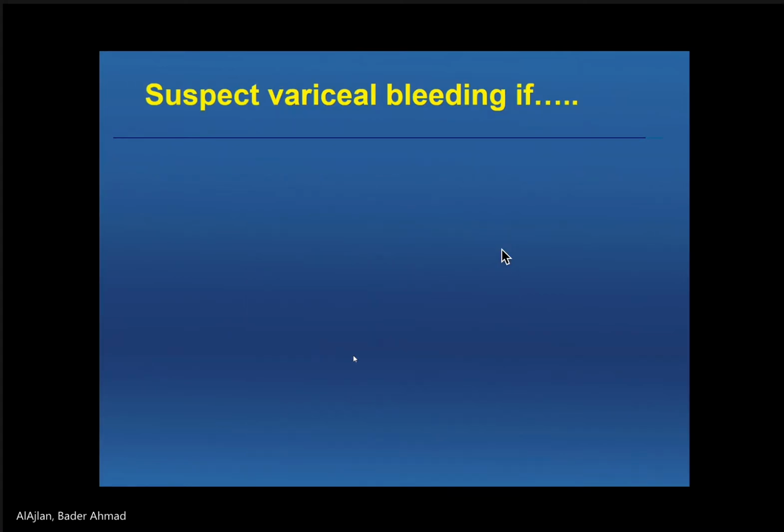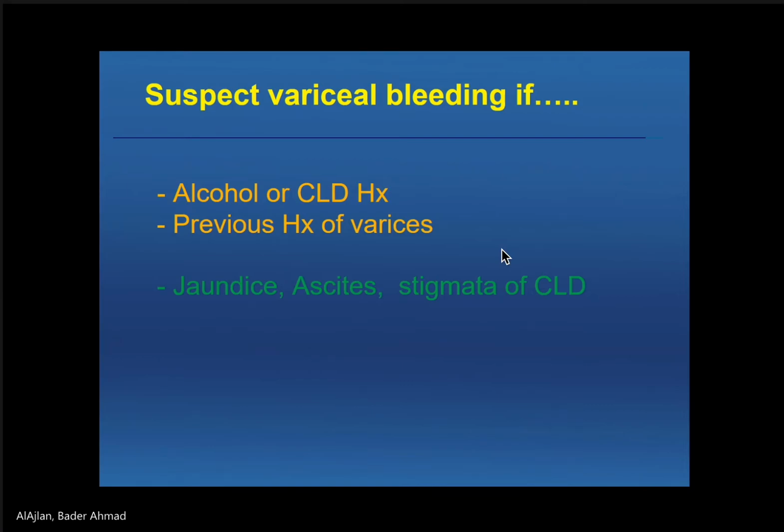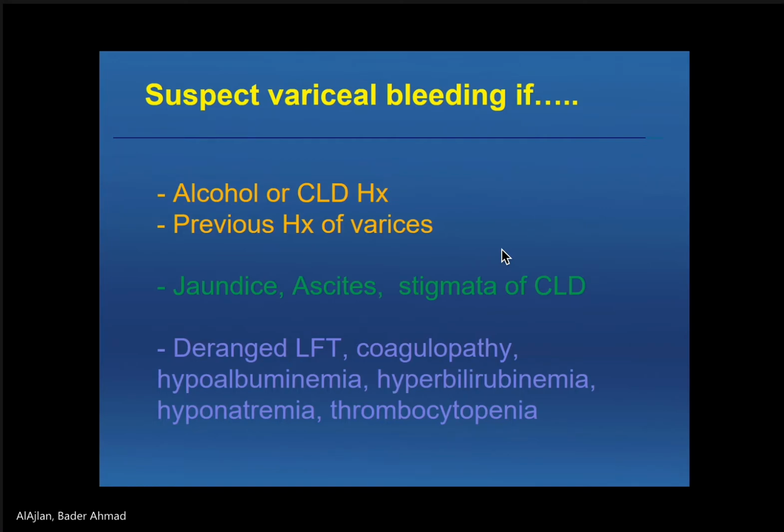When do we suspect that? As I mentioned, if the patient has a severe liver etiology, such as chronic liver disease, or if the patient has been drinking alcohol excessively for a long time, because it can increase the pressures. Also if they have a history of previous varices, and of course if you see any signs of chronic liver disease, including ascites, jaundice, or others. In the labs, if you see coagulopathy, hypoalbuminemia, high bilirubin and thrombocytopenia, all of that can hint that the patient might have a liver etiology causing this bleed.